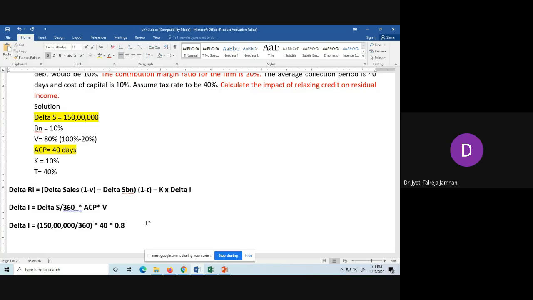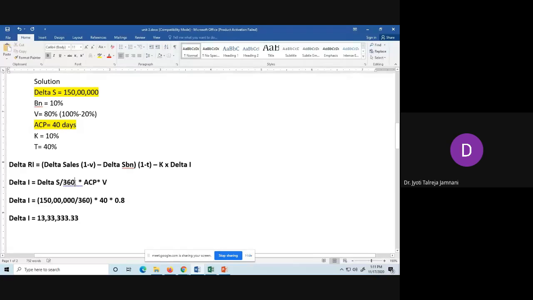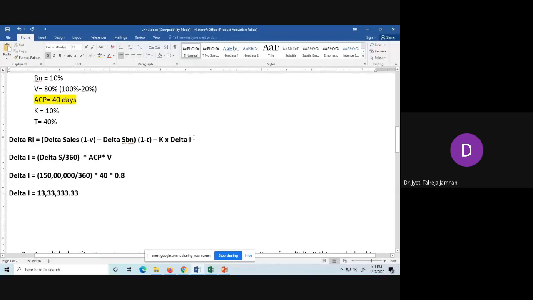13,33,333.33. Correct. So delta I value is 13 lakh 33,333.33. It is recurring, so we'll just take 2 digits after the decimal. Is anybody getting any other answer? I hope all of you are trying. First you need to divide it and then you need to multiply. Okay, so that was the delta I value.